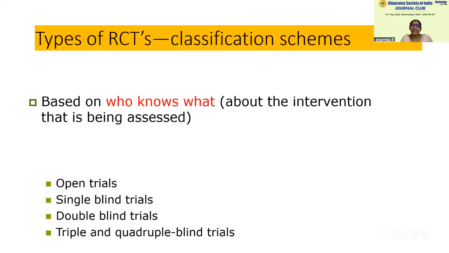Now we'll move on to another type of classification. This is based on who knows what. For example, who knows about the intervention that is being assessed. So this can be classified as open trials, single blind trials, double blind trials, or triple blind trials.